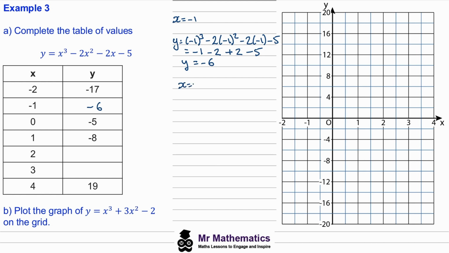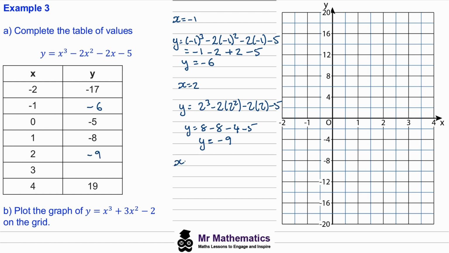When x equals 2, y will be 2 cubed minus 2 lots of 2 squared minus 2 lots of 2 minus 5. So we'll have 8 minus 2 squared is 4. We'll double that. 2 lots of 2 will give us 4. We'll take away the 5. So y will equal, these will go, we'll get -9.